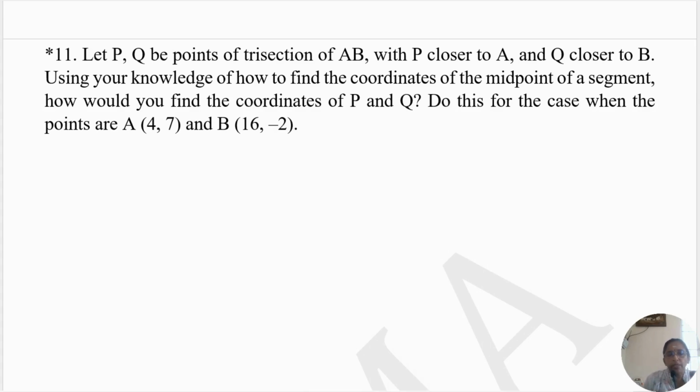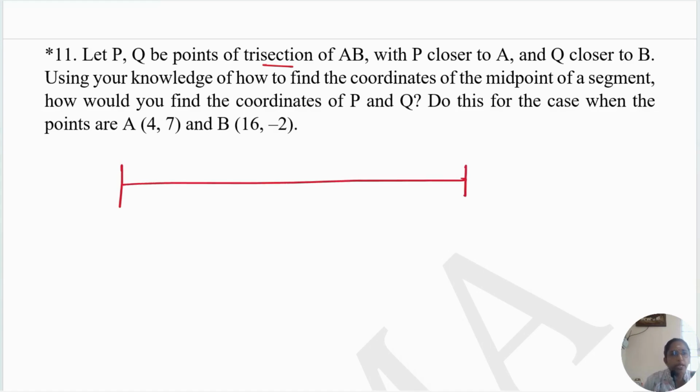Look at question number 11 in chapter 1. Let P and Q be the points of trisection of AB, with P closer to A and Q closer to B. Using your knowledge of how to find the coordinates of the midpoint of a segment, how would you find the coordinates of P and Q? Do this for the case when the points A and B are given to us.